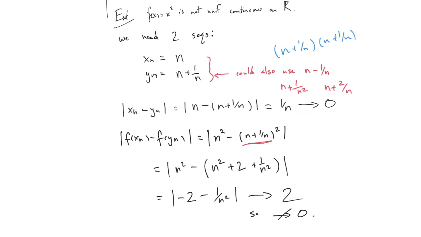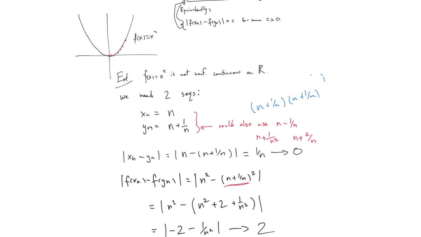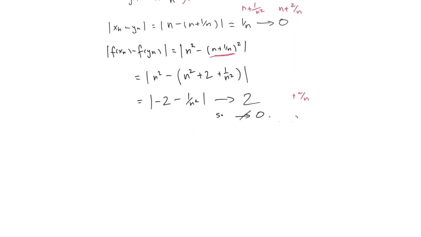So it is not uniformly continuous on all of R. Remember, the reason you should intuitively feel that way is because when you go out to the right forever, the slopes get increasingly steeper. But it is uniformly continuous if you stop after a while. So I want to try f of x equals x squared. It is uniformly continuous. That's what I meant to say a moment ago.